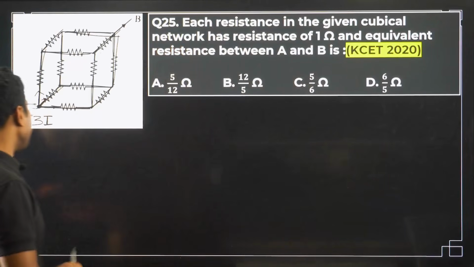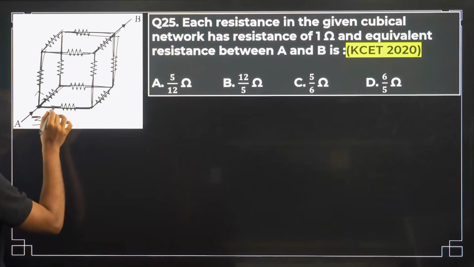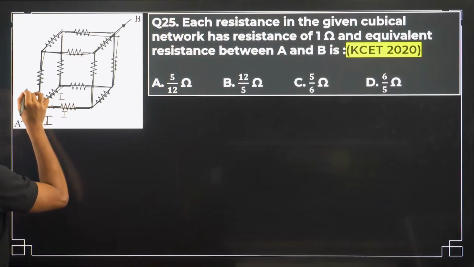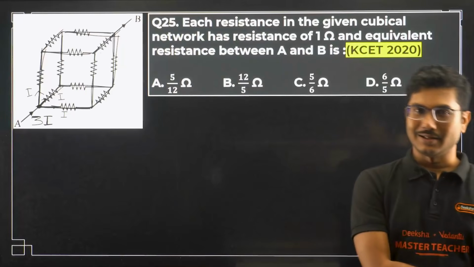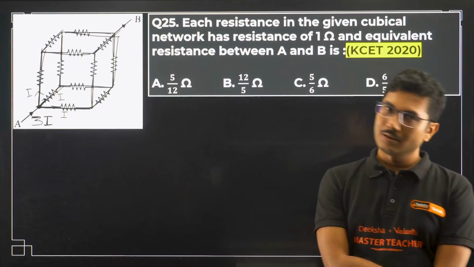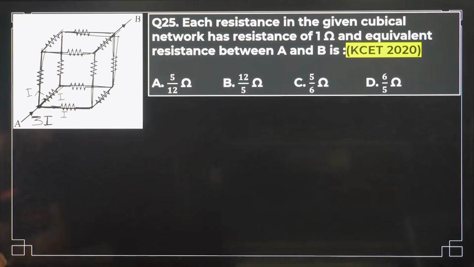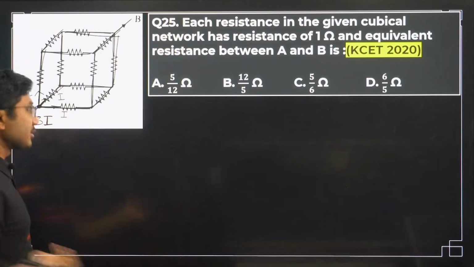All paths are equiresistive. That means if you send 3I current, all the currents will be distributed equally: I here, I here, I here. That is why I have chosen the current to be 3I, nothing else. Now this part is done. This is nothing but Kirchhoff's current law, or Kirchhoff's junction rule.